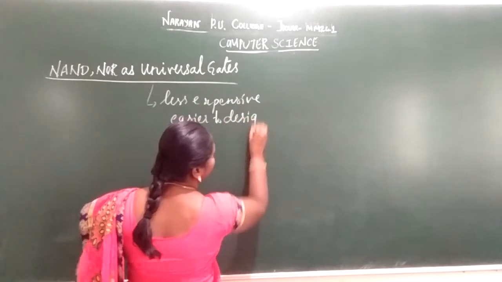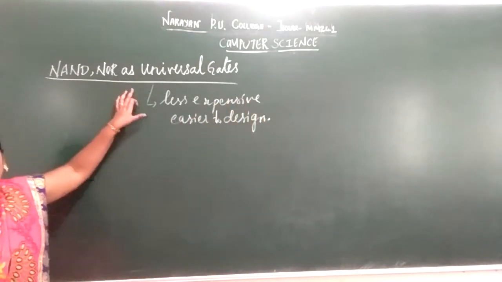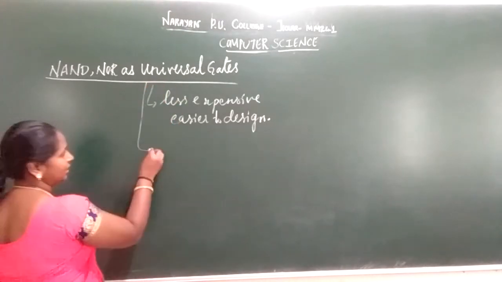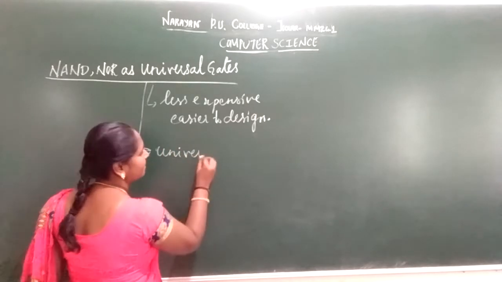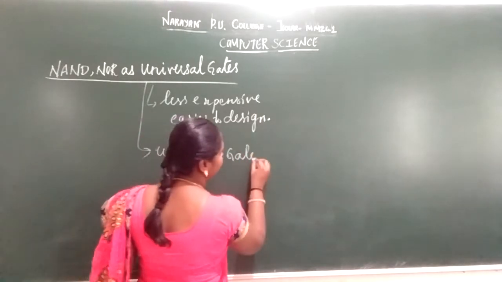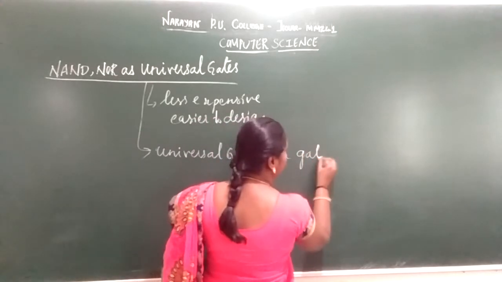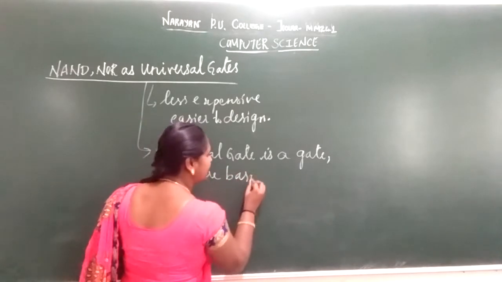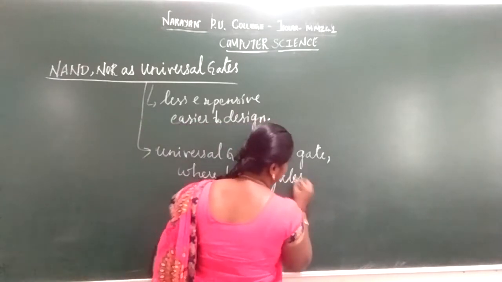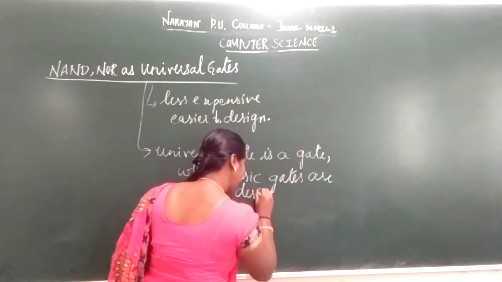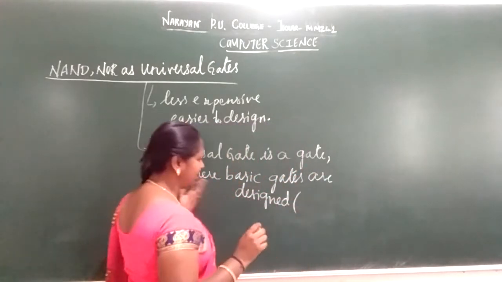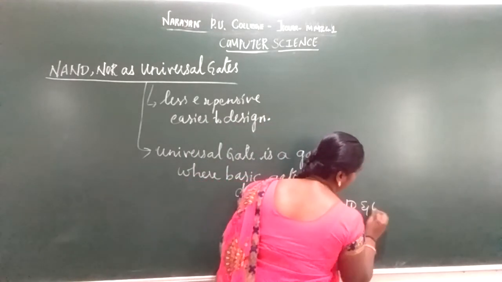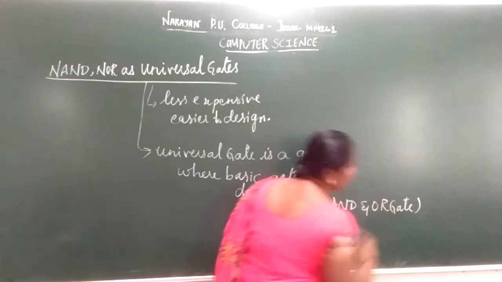Using your NAND gate and NOR gate, you can design the basic gates. Once again I say, a universal gate is a gate with which the basic gates are designed. So what are the basic gates? Your NOT gate, AND gate and OR gate. So these are the basic gates.